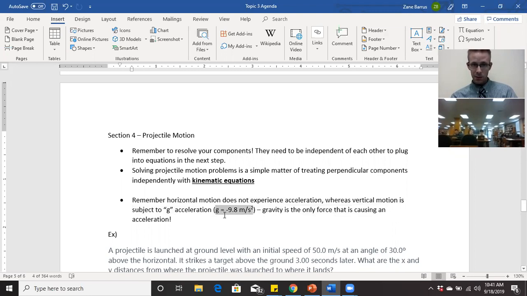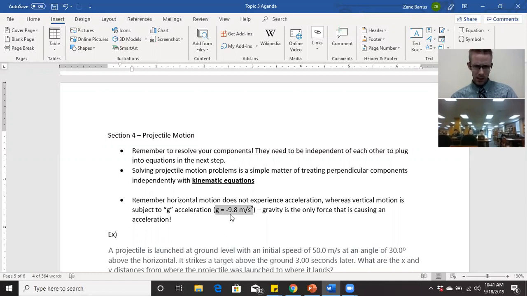by the variable g, okay? And that g has a constant value. It's equal to negative 9.8 meters per second squared. So that's a constant that you're going to want to have memorized. Negative 9.8 meters per second squared. That's always, always, always the acceleration that an object experiences when it's in free fall, okay?